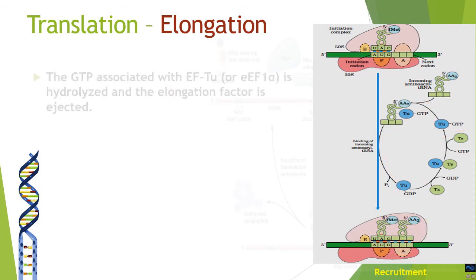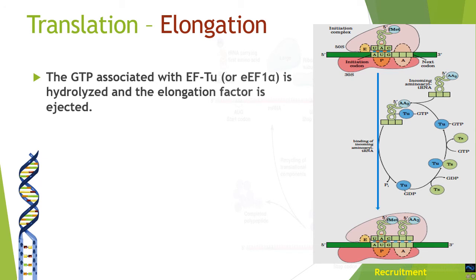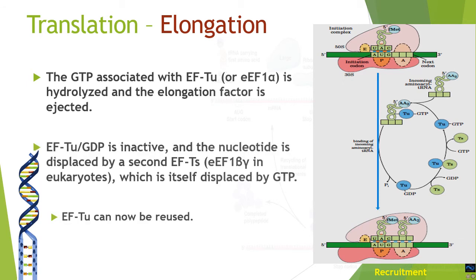At the end of the recruitment, the GTP associated with EF-Tu, or in eukaryotes EF1 alpha, is hydrolyzed and then ejected. EF-Tu GDP is inactive, so the GDP has to be replaced with GTP, and EF-Tu can be reused only when GTP is associated with it. So this finishes the first step of the elongation process.